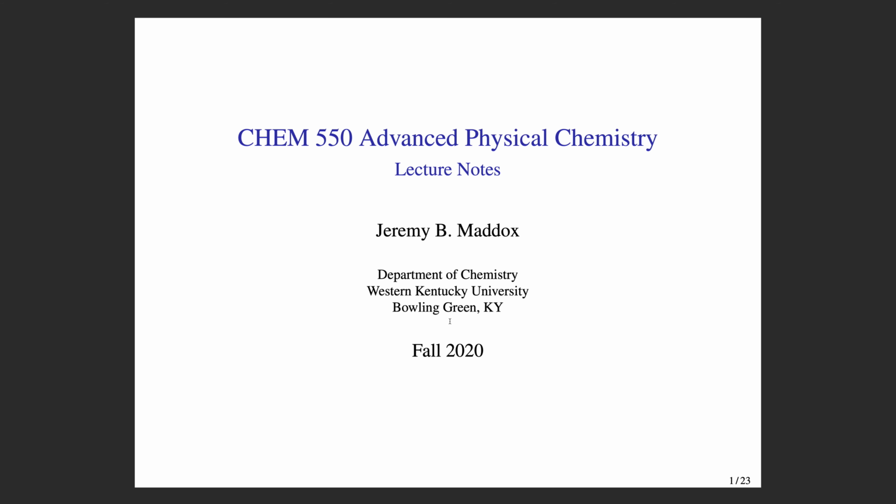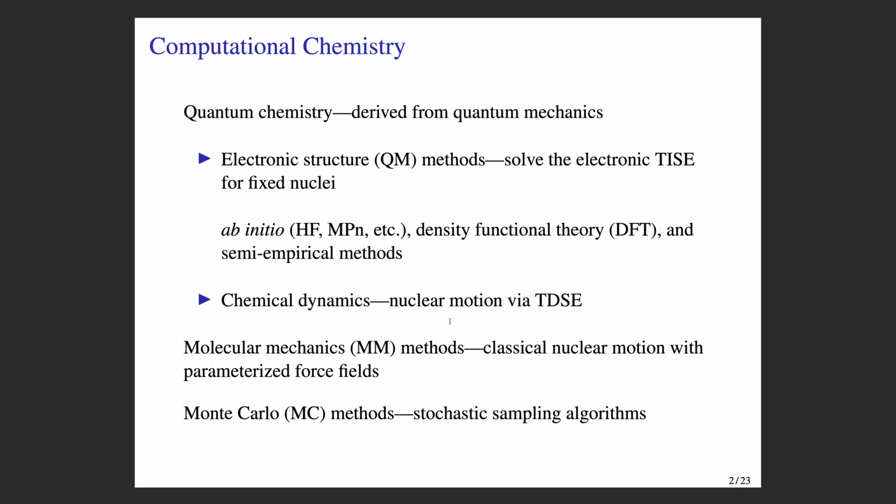Okay guys, this is the first video for the course Chem 550, the Advanced Physical Chemistry course at WKU. I have elected to teach this course as a computational chemistry course. So it's a little bit different than a traditional lecture-based chemistry course, in the sense that there is going to be a lot of hands-on work performing what we call quantum chemistry calculations using an electronic structure software package. So really it's something in between a lecture and a lab.